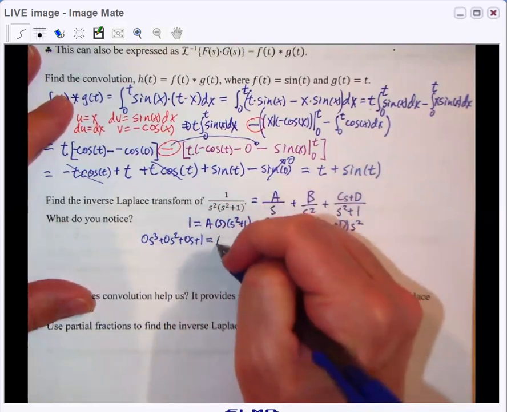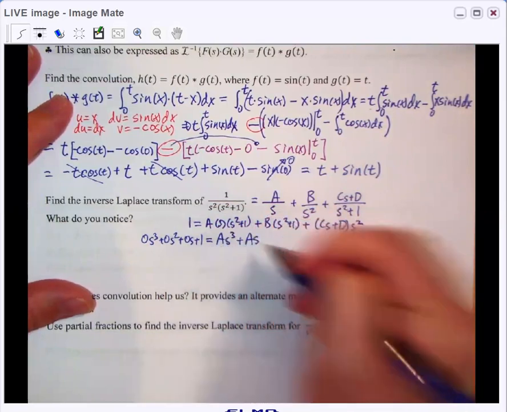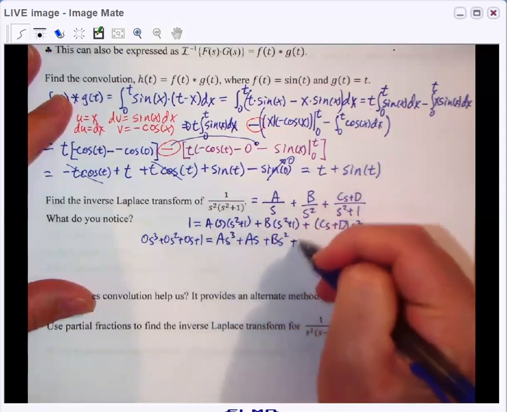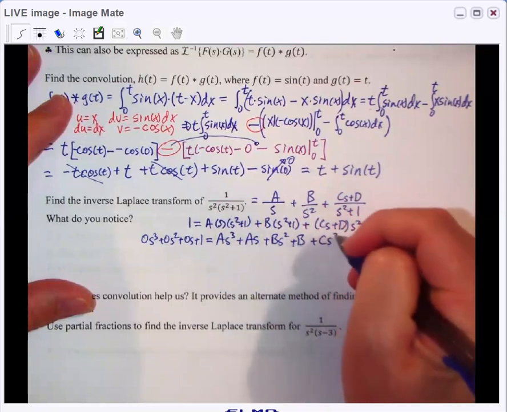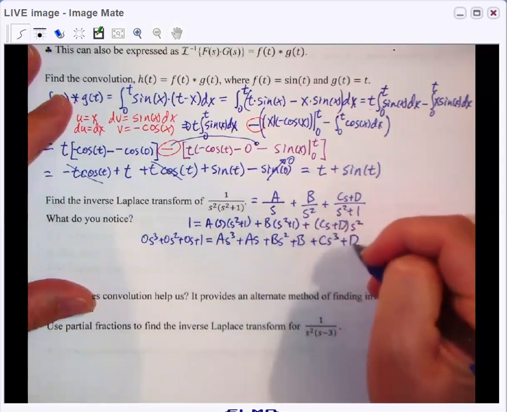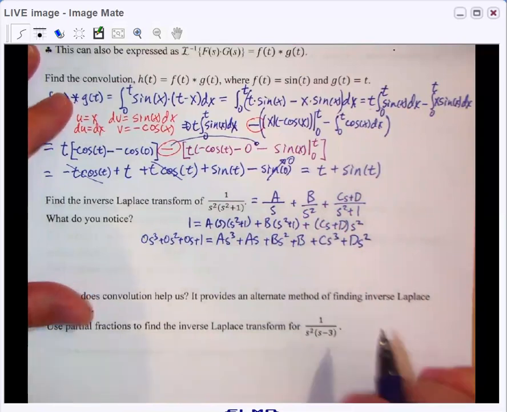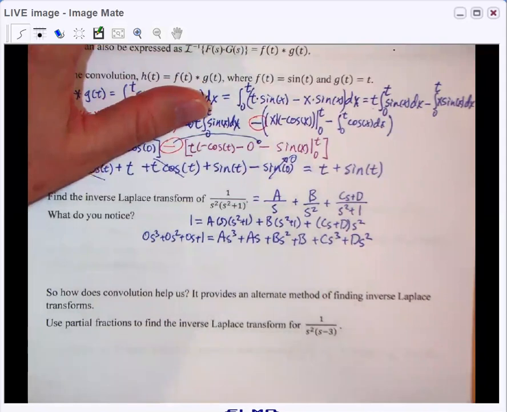So we've got as cubed plus as plus bs squared plus b plus cs cubed plus ds squared. Now this would set up a linear system, but there's good news. If we're careful, we don't have to even rely on a calculator.